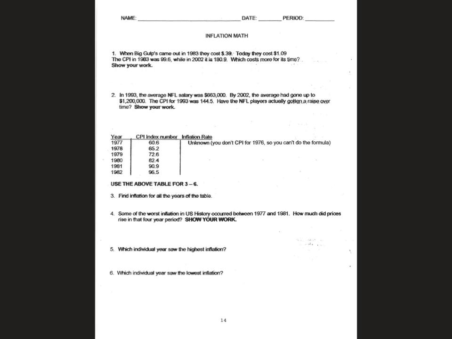So getting into some more inflationary stuff, this is where it gives us some practice, the first couple problems, of dealing with those updating terms from nominal to real. So I'll do the first one with you. When Big Gulps came out in 1983, they cost 39 cents. Today they cost $1.09. Because this was made in 02 by Mr. Cush, those numbers are obviously different, but that today, quote unquote, is 2002 based on this problem.